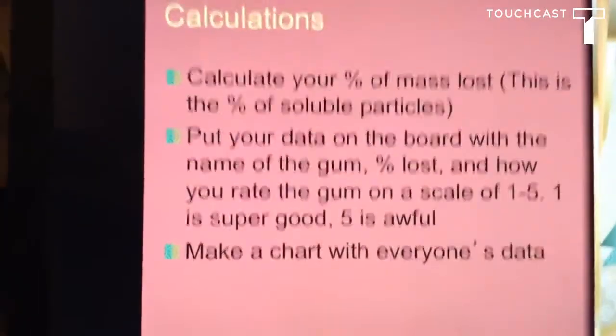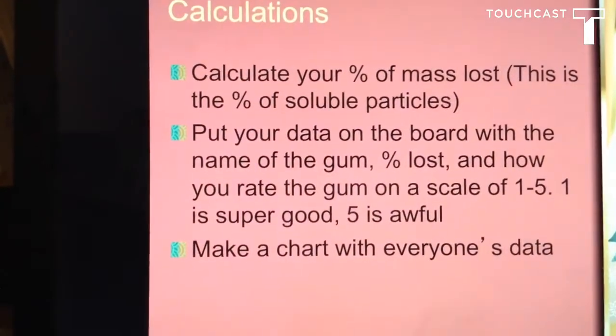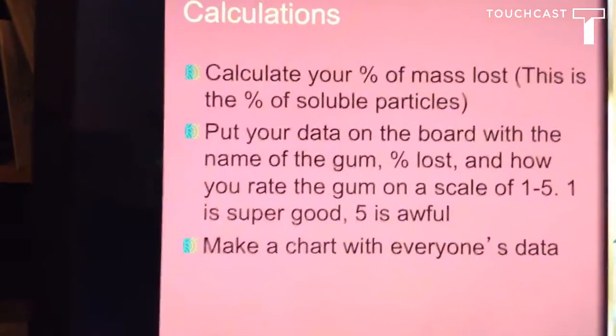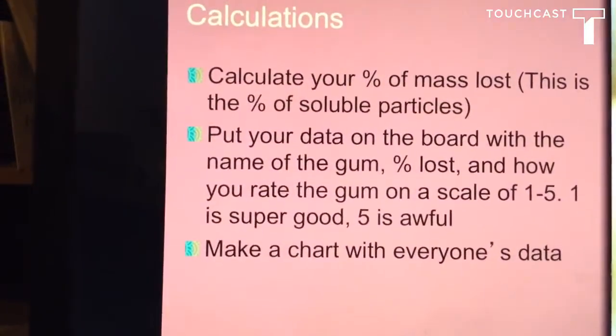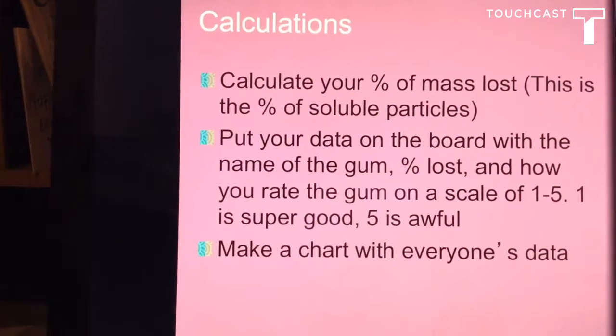All right, for calculations, you're going to calculate your percent of mass lost. This is the percent of soluble particles. So the mass lost divided by the starting mass gives you your percent of soluble particles.